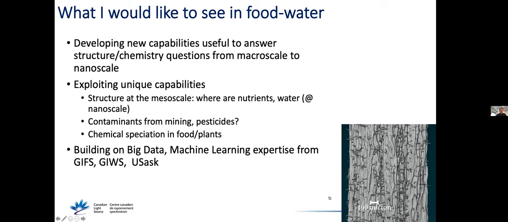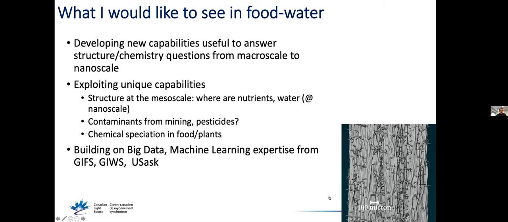What is the distribution of contaminants in soils from mining operations? We do a lot of work in speciation, possibly in the area of pesticides, detecting the distribution of pesticides, and also the chemical speciation in food and plants. I think there's a lot of potential there to identify the chemical nature of the elements and how they're distributed.